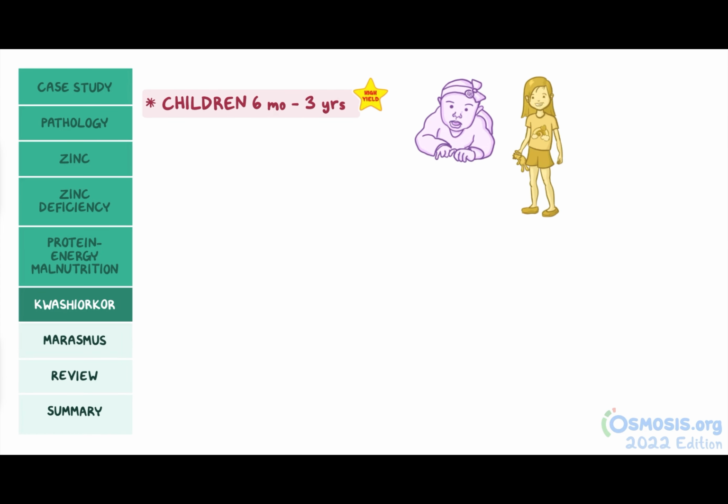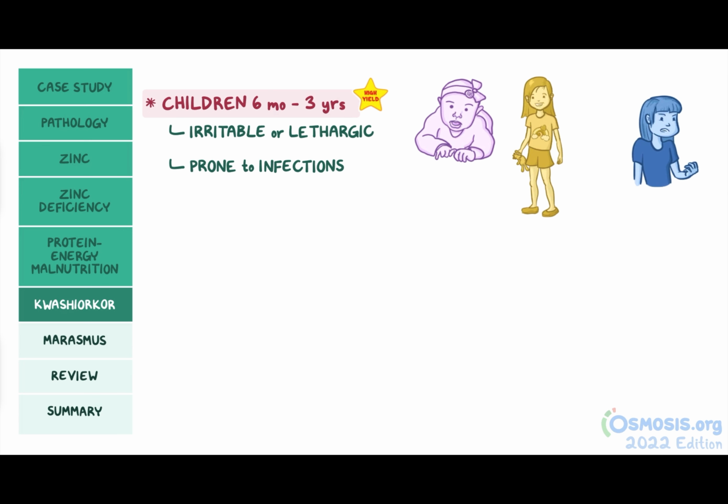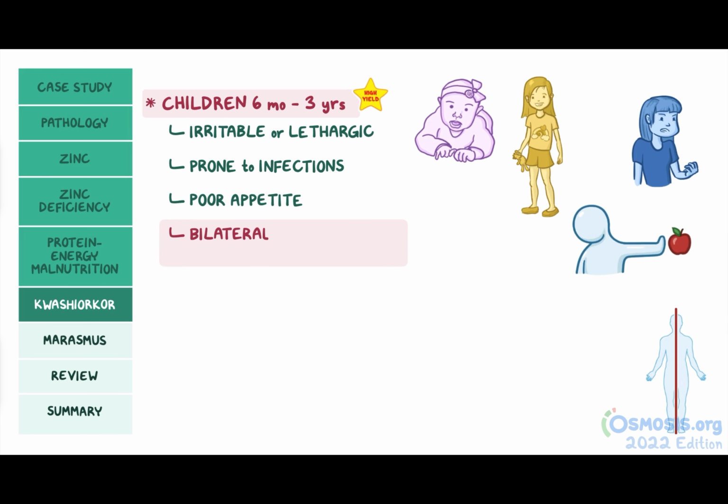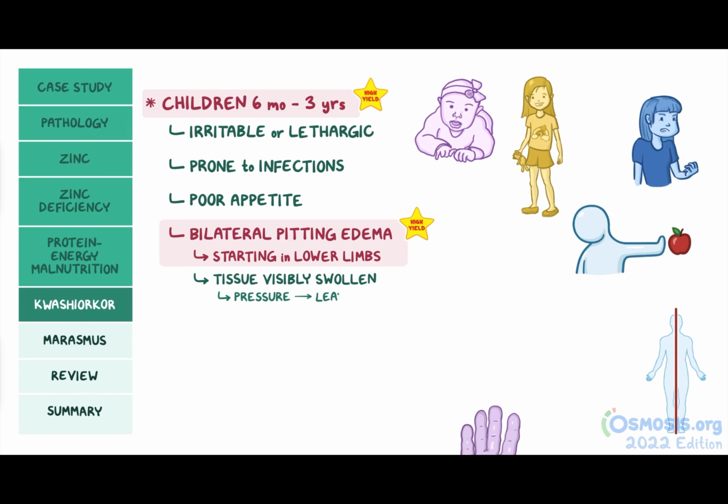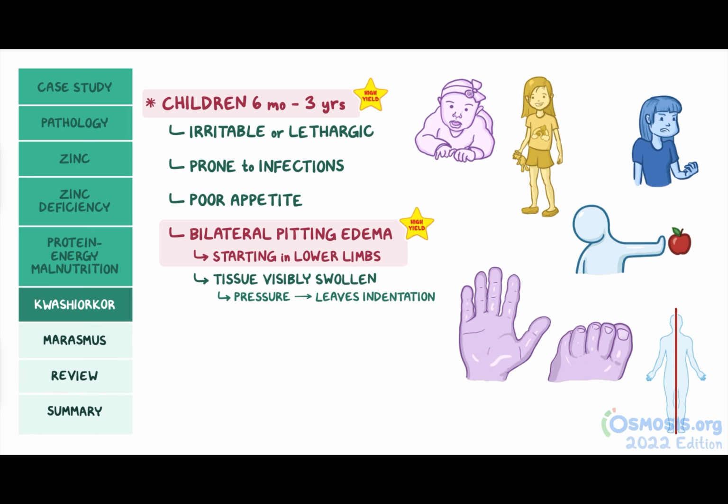Kwashiorkor most commonly appears in children between 6 months and 3 years of age, who first appear irritable or lethargic and are more prone to infections. In addition, for unclear reasons, these kids have a poor appetite. The most characteristic symptom of kwashiorkor, though, is bilateral pitting edema, typically starting in the lower limbs. This means that the tissue is visibly swollen, and when you apply pressure, it leaves an indentation or pit.